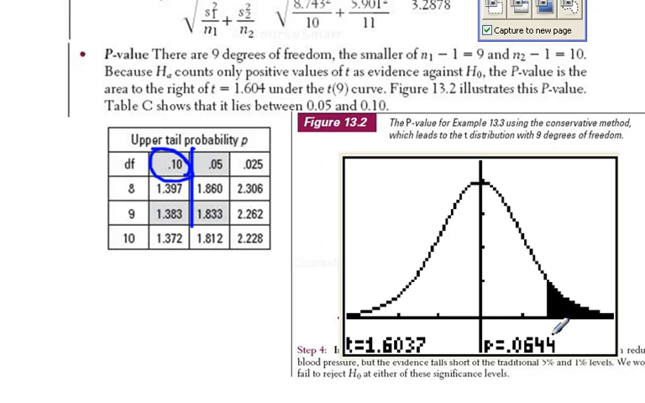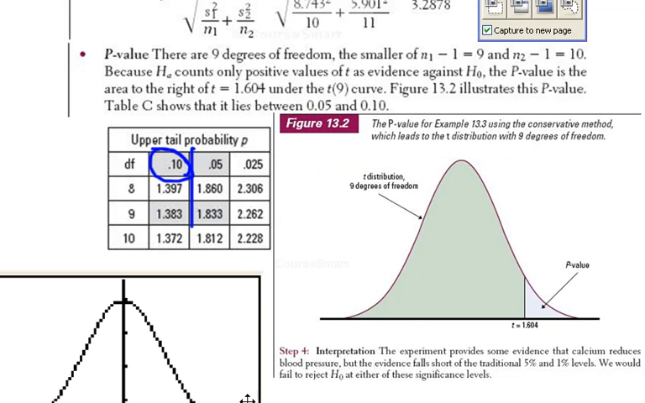The nice thing about the calculator is it gives you the exact p-value. And if you look at this interpretation, it tells you that there's not enough evidence here to reject the null hypothesis at either the 5% or the 1% levels. And that's consistent with what I see here. I know this p-value is above the 0.05 level. So I know it's not enough evidence to reject the null hypothesis.